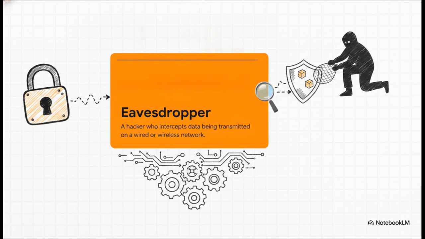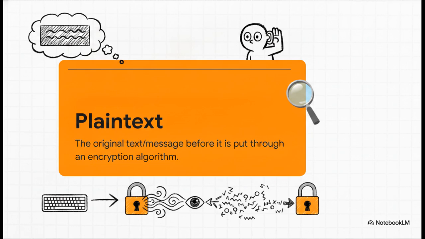by these eavesdroppers. So, when you type out a message or enter a password, that original, completely readable info is called plain text. It's raw, it's easily understood by humans and computers, and it is exactly what an eavesdropper is hoping to steal. To keep our secrets safe in that crowded room, we actually need to alter this plain text so that even if the eavesdropper grabs it, they have no idea what it means.